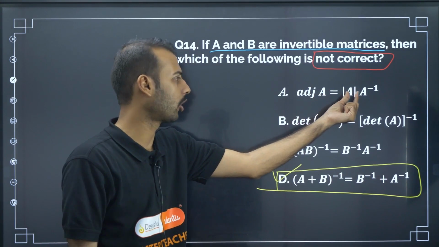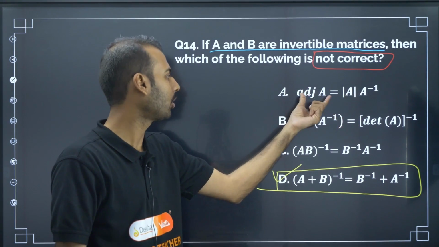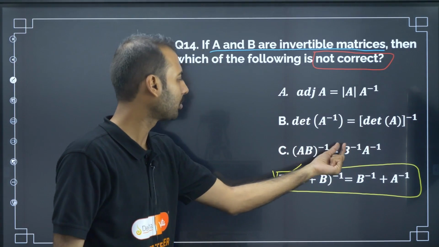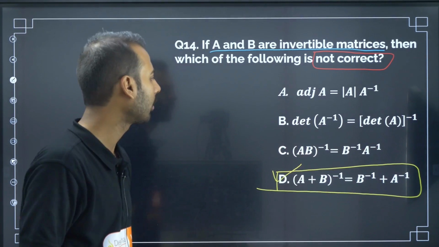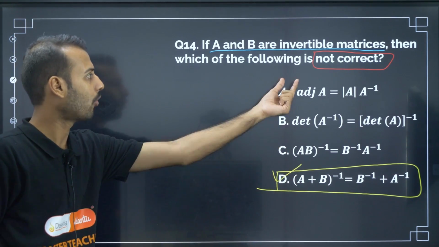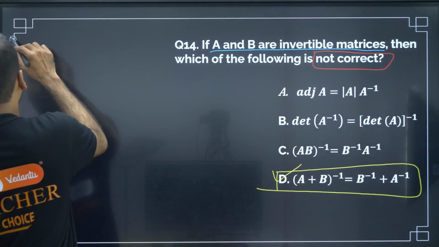Remaining all, we have formulas. How to find A inverse? 1 by delta adjoint of A. It is there. Determinant of A inverse is determinant of A whole inverse, yes, it is there. AB inverse is B inverse A inverse, yes, properties of inverse of a matrix. All these are properties, but this is no property. So they want not correct, so this is not correct. Moving on to the next question.